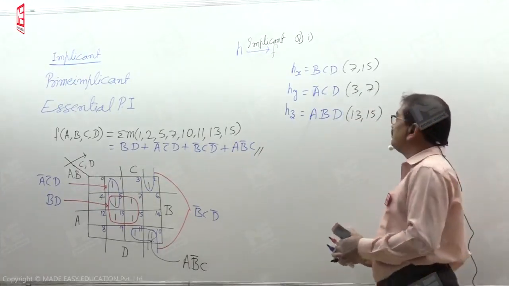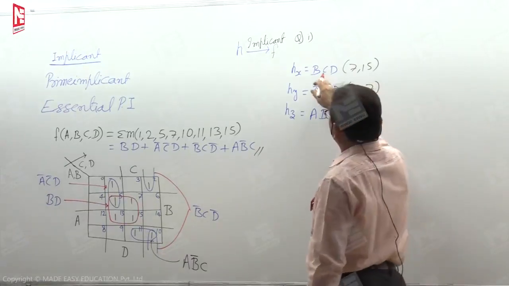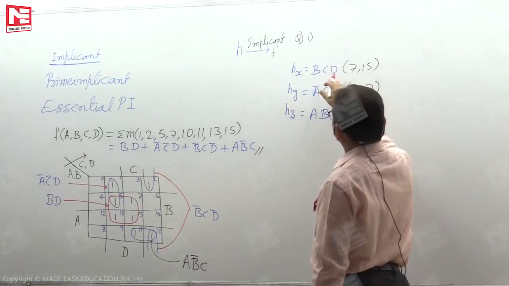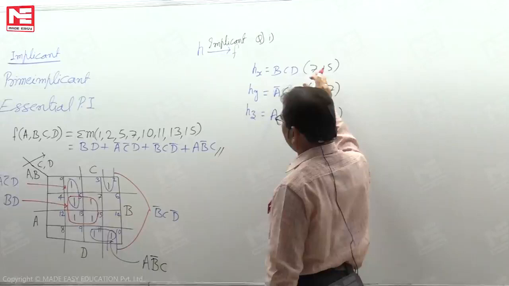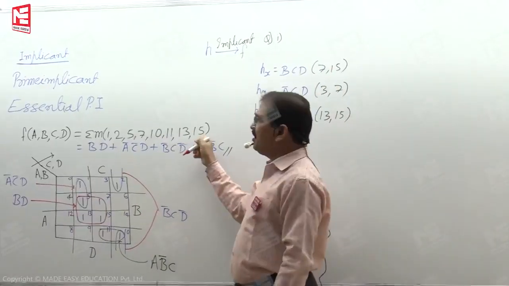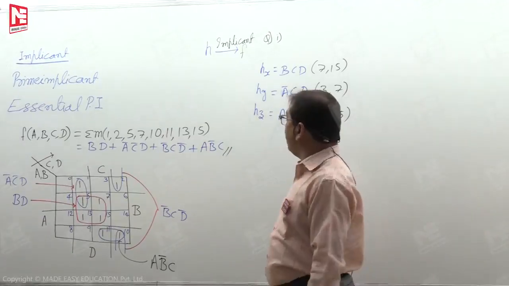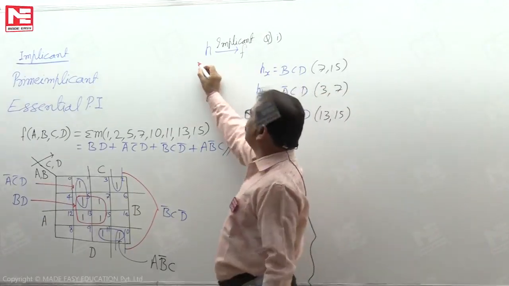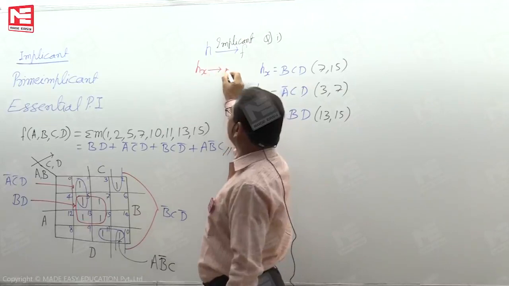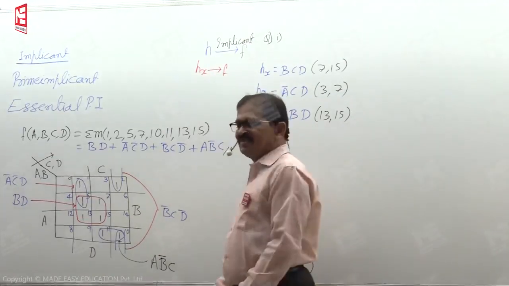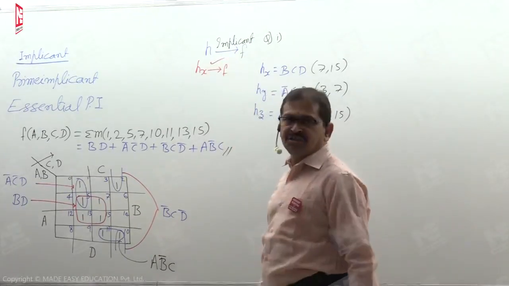Now if you see the product HX, we have the grouping of cells 7 and 15. Both 7 and 15 are min terms of the function F. Based on this, HX is an implicant of the function F.